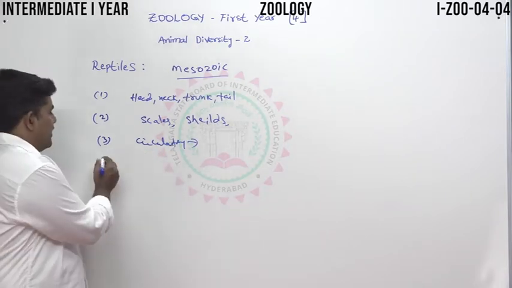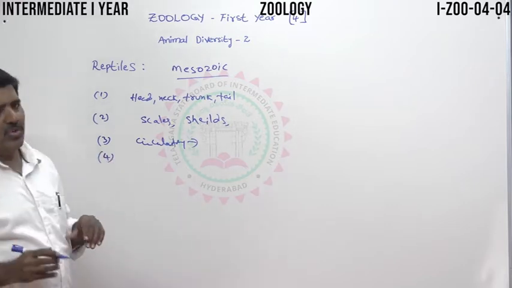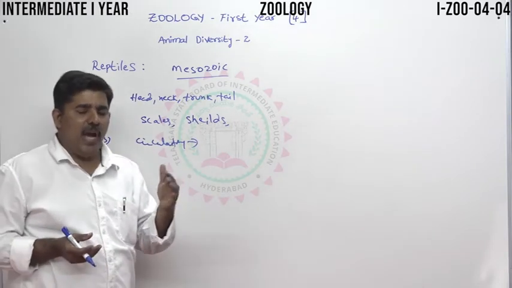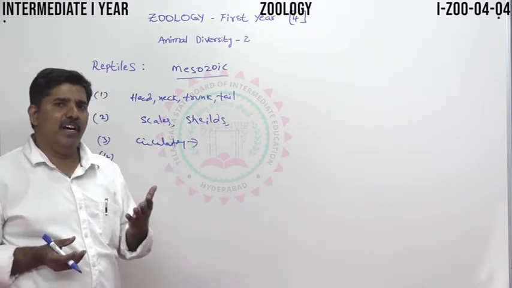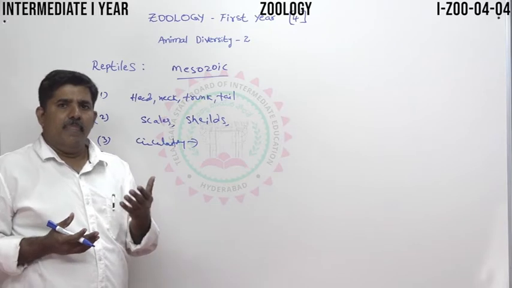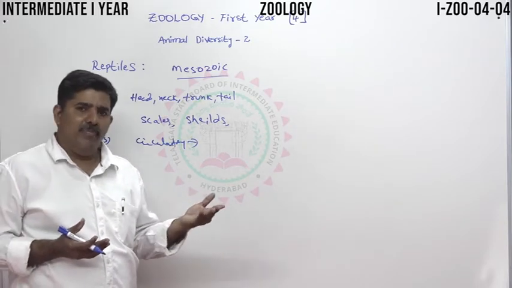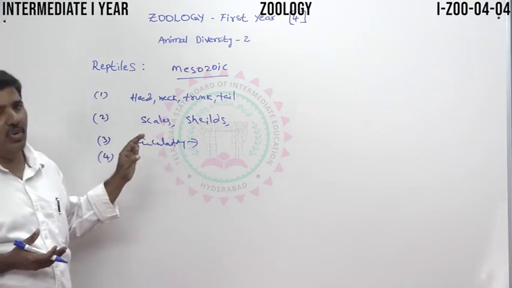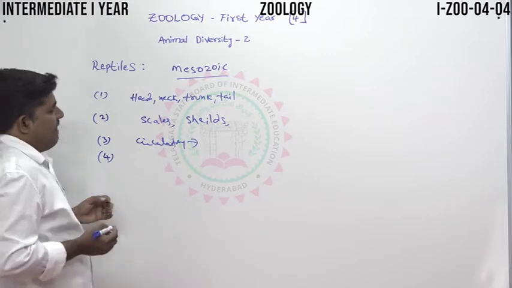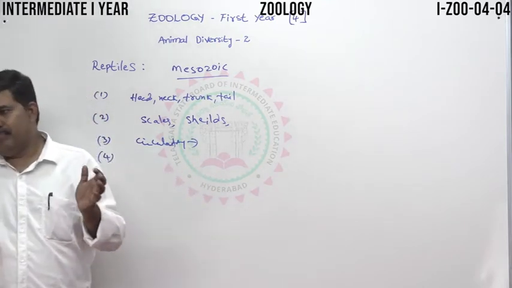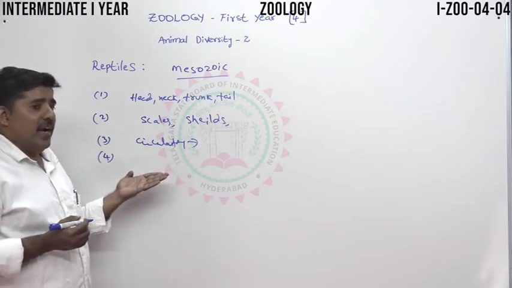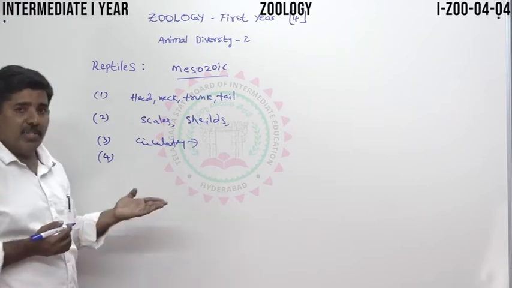In the respiratory system, respiration is only through the lungs. We saw in the amphibians that respiration is carried out by the cutaneous layer, the buccopharyngeal cavity, and the lungs. Here only the lungs are useful for respiratory purposes. Then the important systems are the circulatory system, respiratory system, digestive system, and nervous system.